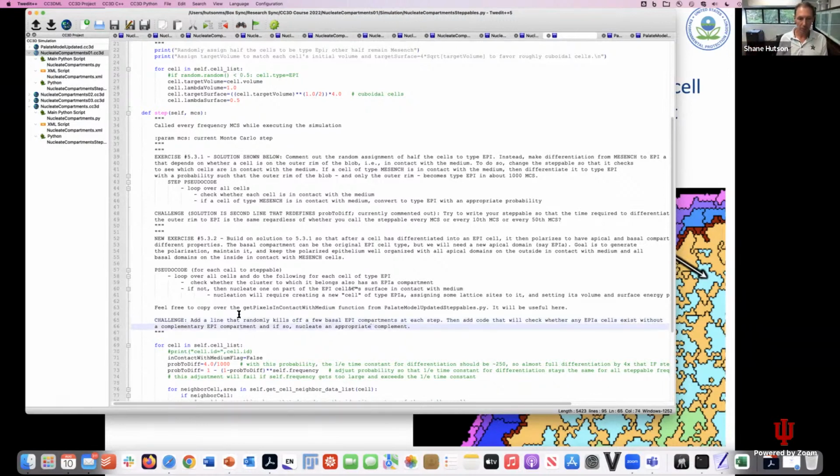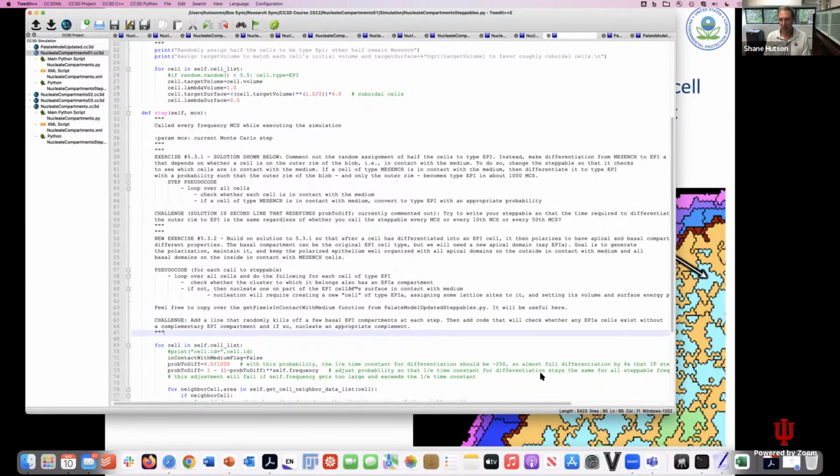And they'll help you. So I'll let you give that a shot. You can ask questions as you go and work on it. If you get that done really easily, the challenge is to add a line that randomly kills off a few basal epithelial compartments and see whether you can add code that'll restore those, right? So it's actively maintaining the polarized epithelium.